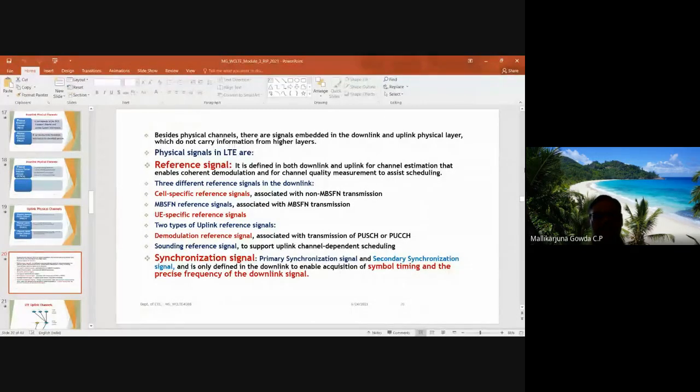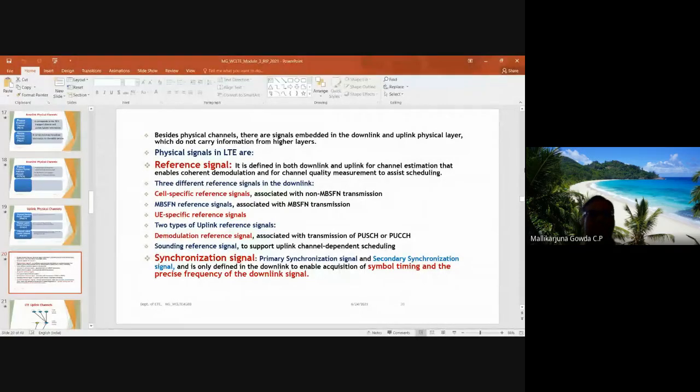We will be discussing in detail the purpose of the primary and secondary synchronization signals. For now, let me say what is what here. This synchronization signal is only defined in the downlink to enable acquisition of symbol timing and the precise frequency of the downlink signal.